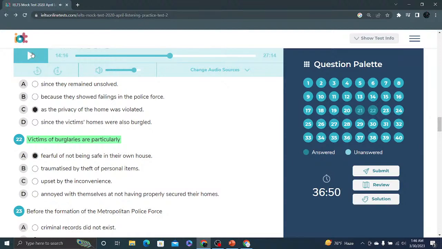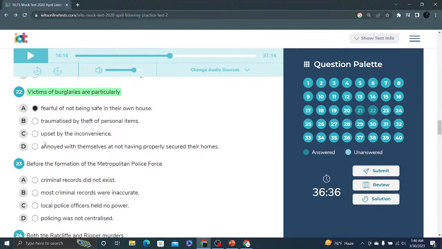Okay, I hope you got it now. But the fact that their conviction of being safe in their own home, okay, that's right, A will be the answer because it's relevant to option A. Okay, now let's move on to question number 23.